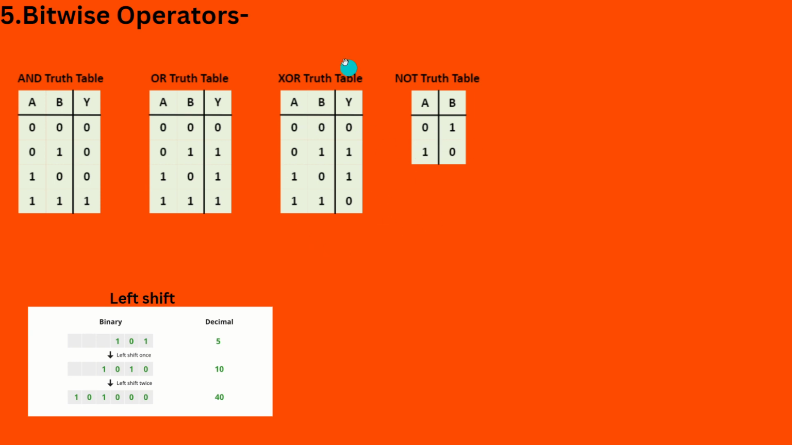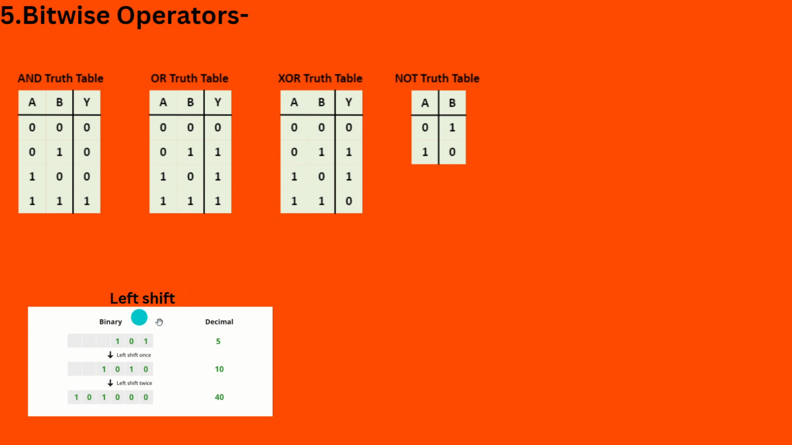Note the NOT table. If it is 0, it is 1. If 1, 0. The XOR table is also important. You get the output high when either of the inputs is high, but it should not satisfy both. When both the inputs are 0, you get 0. When both the inputs are high, you get 0. But when either of the inputs is high, you get 1 as the answer. This is XOR, the exclusive OR truth table.